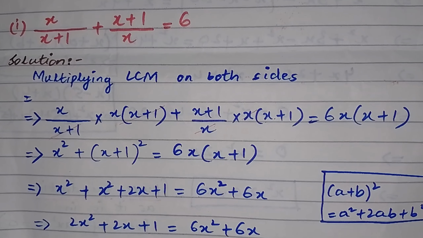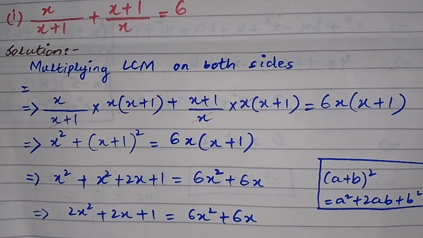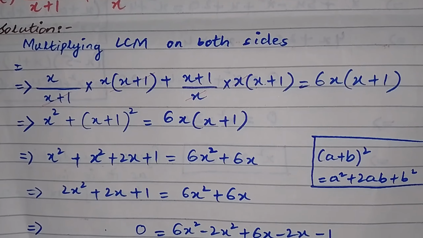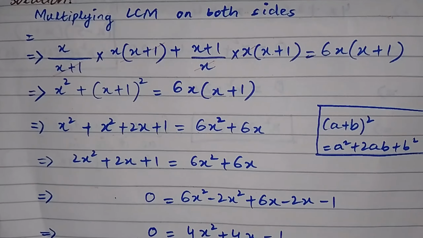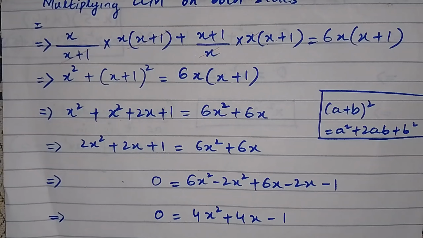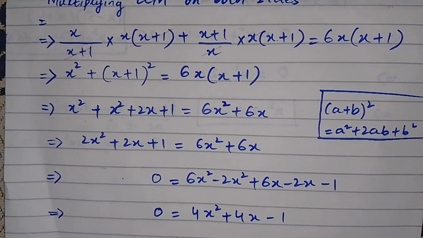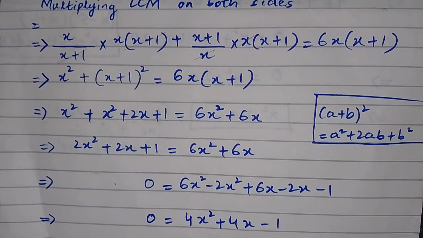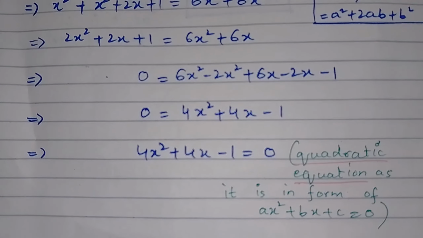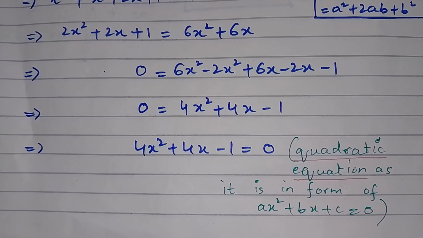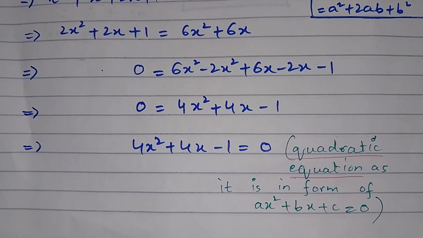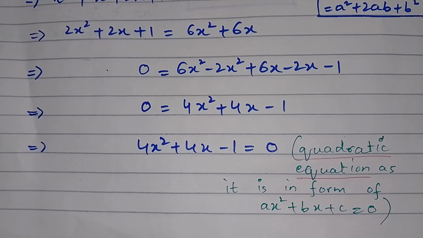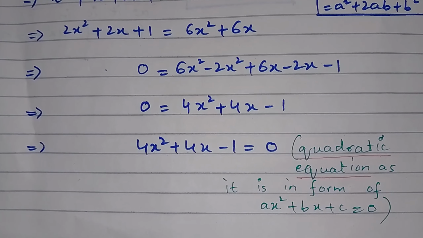In the next step, you have to just open up the expression x plus 1 square according to the formula: x square plus 2x plus 1. The formula is given as a square plus 2ab plus b square, as you all know. And on the other side, you will multiply 6x with x, it becomes 6x squared. Then with 1, it becomes plus 6x.